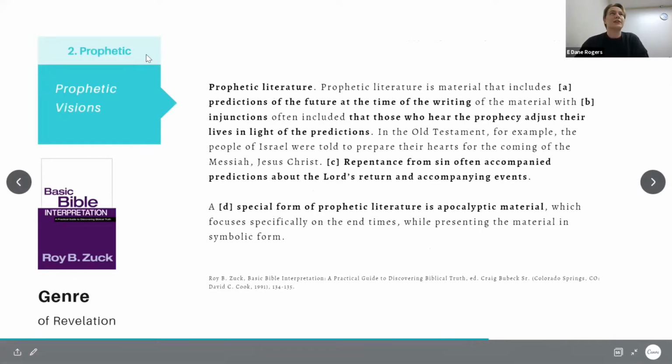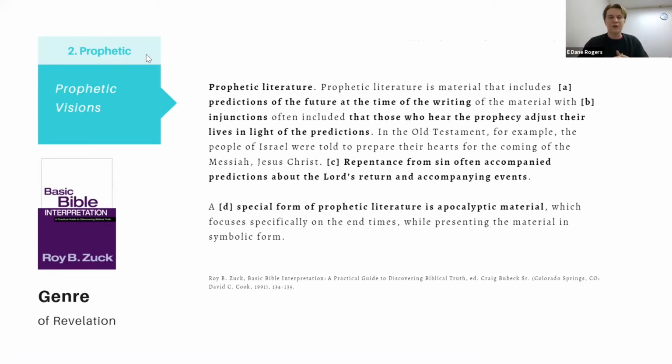Okay, prophetic literature is kind of the overall genre of the book. And packed inside that prophetic genre is apocalyptic. So think of prophetic as the overarching genre and apocalyptic as a subgenre of that. So prophetic literature is material that includes predictions of the future at the time of writing the material. So for example, we have lots of prophetic material in the Old Testament, but much of it is already fulfilled in the first coming of Christ. But that genre is still prophetic because at the time that it was written, it had not yet come to pass.